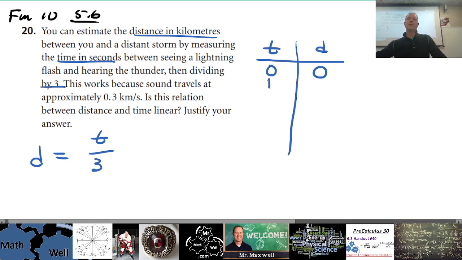Let's say 1 second. Okay? So what we do is we put in 1 here for t. And so this is going to be the distance in kilometers, so the distance is 1/3 of a kilometer. See that? You put 1 there. Okay? 2 is 2/3 of a kilometer. And 3 seconds is exactly 1 kilometer. So that's a good one to remember.